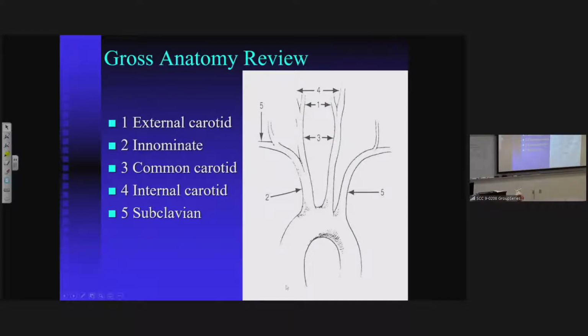So this over here, this is the heart, and so flow's going this way. This is the ascending thoracic aorta, the descending thoracic aorta. That's not on the labels, but that is what this is. This is the aortic arch. And this goes from anterior in your chest.